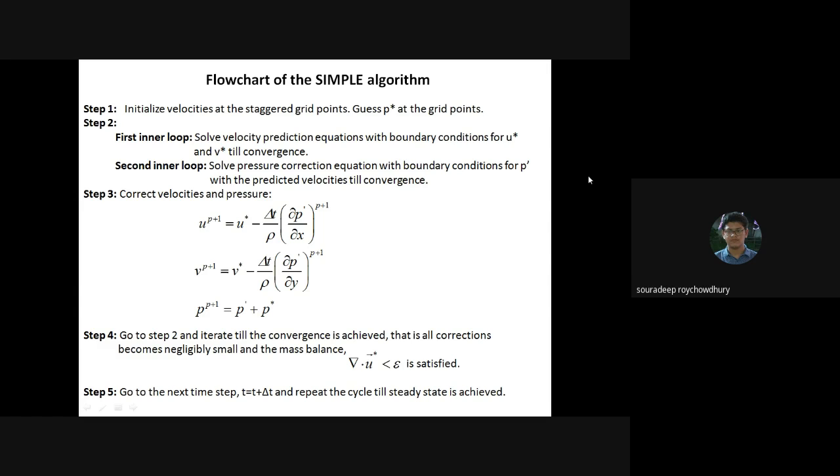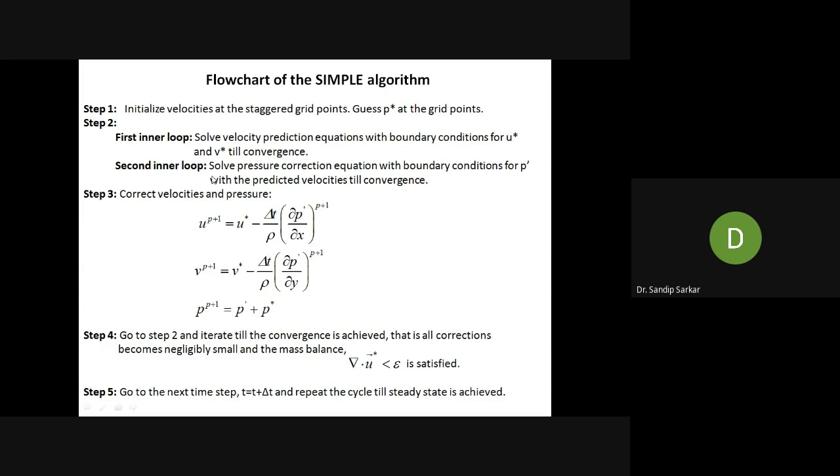Go back. U n plus 1 equals U star minus del t by rho del P del x at the current time step n plus 1. Similarly, V n plus 1 equals V star minus del t by rho del P del y at the current step. Then we have to check for the convergence of the velocity corrector equation and then go to the next time step. Exactly.